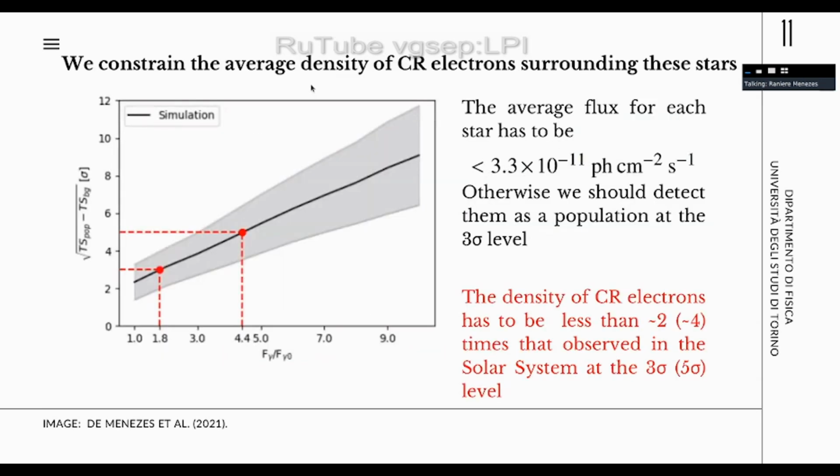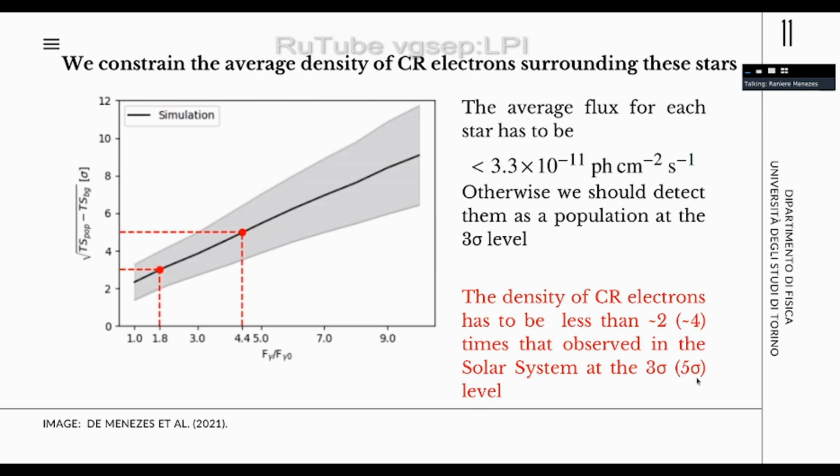However, we can still constrain the density of cosmic ray electrons in the surroundings of these stars. From what we found, we put an upper limit on the flux of the population, where the average gamma ray emission for each star has to be less than 3 times 10 to the minus 11 photons per centimeter square per second, in the energy range from 500 MeV up to 100 gigaelectron volts. If the flux was higher than that, we should detect the population at least at a 3 sigma level. This measurement also constrains the density of cosmic ray electrons in the surroundings of these stars. If the density was higher than twice that observed here in the solar system, then we should detect the population at the 3 sigma level.